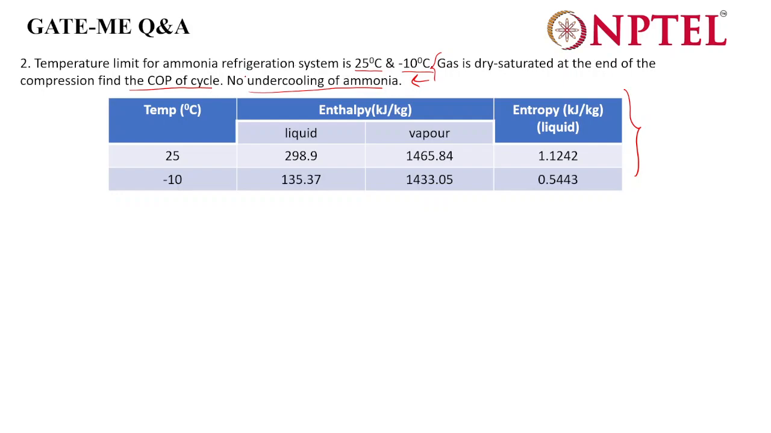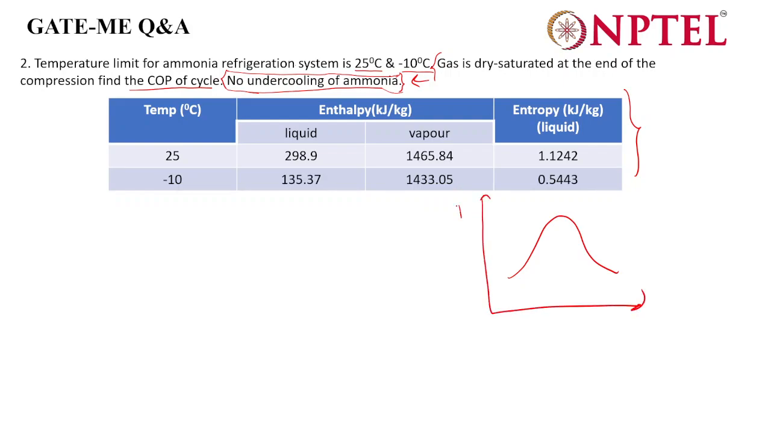So can anyone tell where we are going to do undercooling? Means for which part it is saying no undercooling is done? Condenser output. So it is saying that when it is the exit of the condenser, the fluid at the exit of the condenser is the saturated liquid only. Okay, so its meaning is this, right?